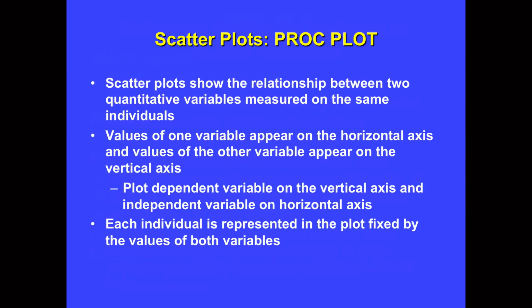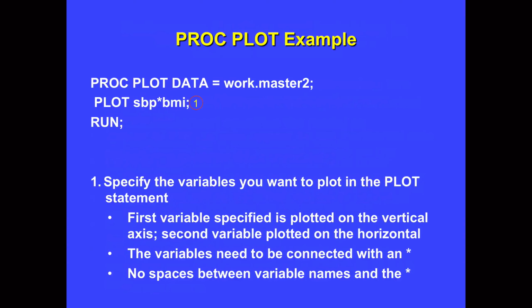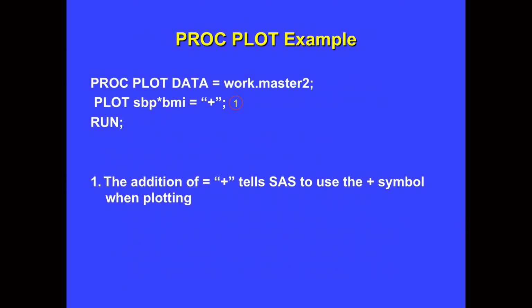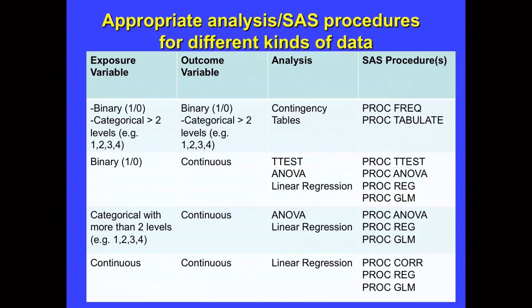This is just an overview of the proc plot that we discussed and went over in the SAS editor file just a moment ago, and some additional descriptives on proc plot. I included this table to help give you a sense and overview again of how to think about the form of your data, what analysis might be appropriate, and what SAS procedures you could use to do those analyses. So for example, if you have a binary exposure variable with values of 1 and 0, and also a binary outcome variable with values of 1 and 0, you might consider using some contingency tables.